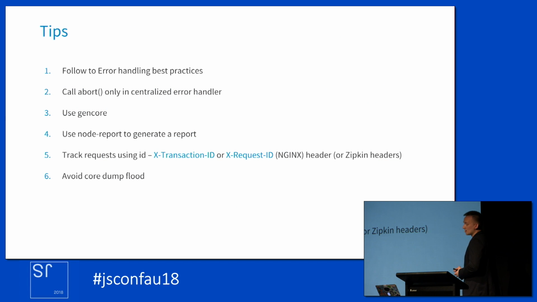Easy. So my suggestions: follow error handler best practices. Call abort only in one place, in the centralized error handler. Use gencore to not kill your main process, and use node report to have more information in case of unexpected crash. Track your IDs using request IDs, for example, X-Request-ID from Nginx or Zipkin headers, and avoid core dump flood. That was about debugging in production.